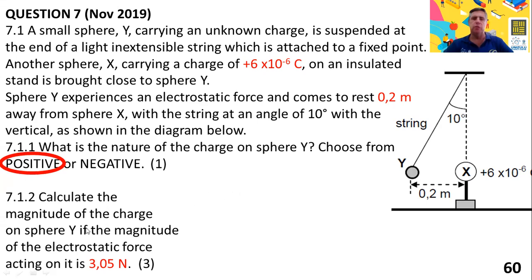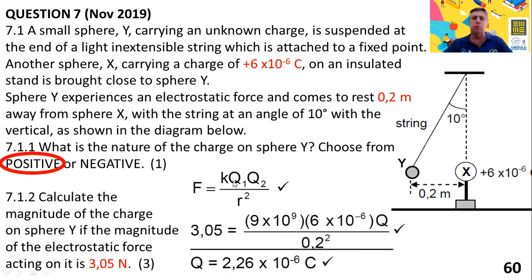Secondly, calculate the magnitude of the charge on sphere Y if the electrostatic force is 3.05 newtons. That's quite simple, and just use Coulomb's law and substitute in what we know. We know the force 3.05, that is something that is given. The constant, Coulomb's constant 9 times 10 to the 9 is obvious. Charge X is also given, 6 times 10 to the minus 6. And Q is the charge on Y, which is unknown, and the distance of 0.2 meters is also given. So it's just a case of putting in the numbers.